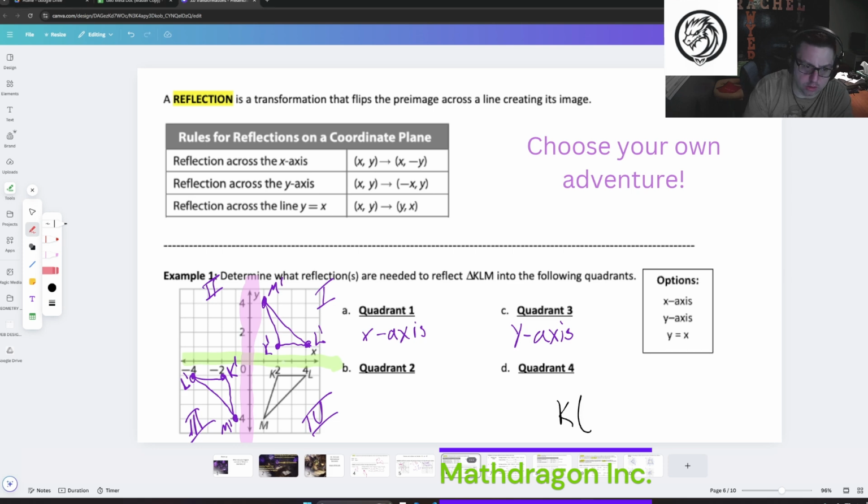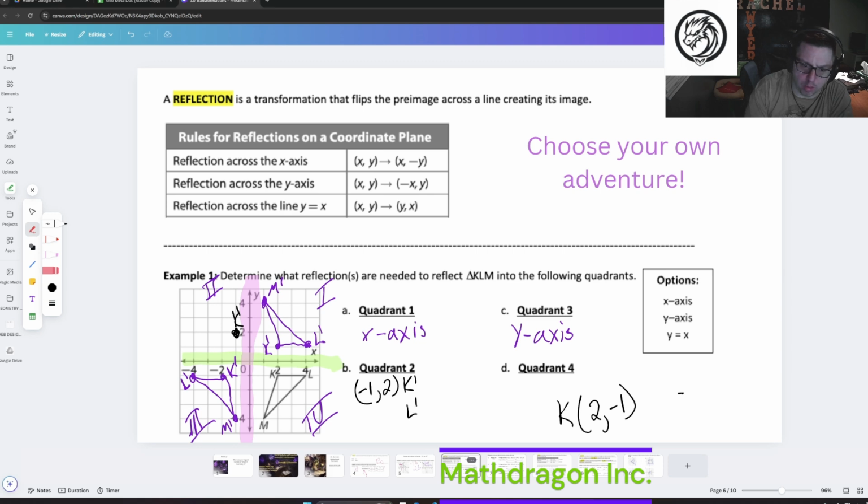So let's go back to K again. K was right 2, down 1. So (2, -1). That means we're going to go left 1, up 2, and that becomes our K prime. So we're just going to flip-flop. Negative 1, 2 is K prime.